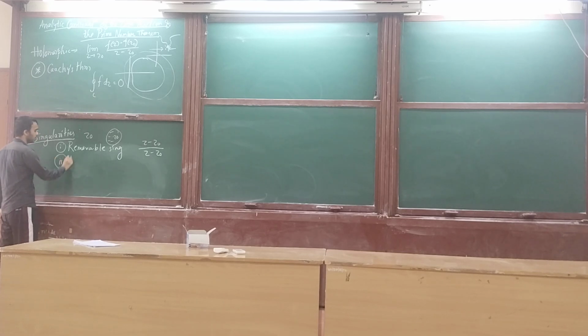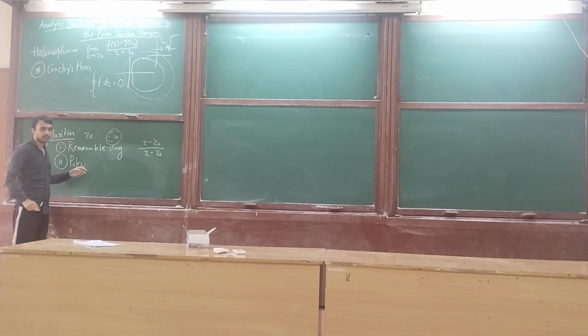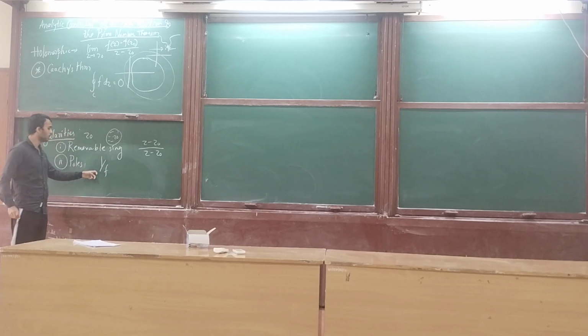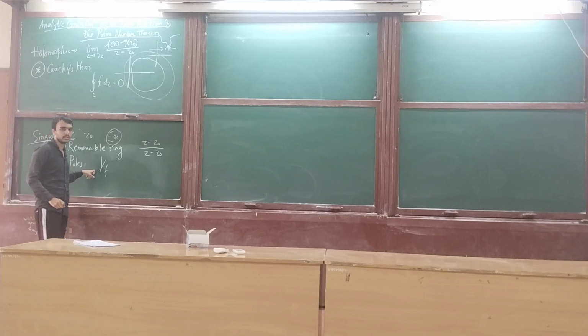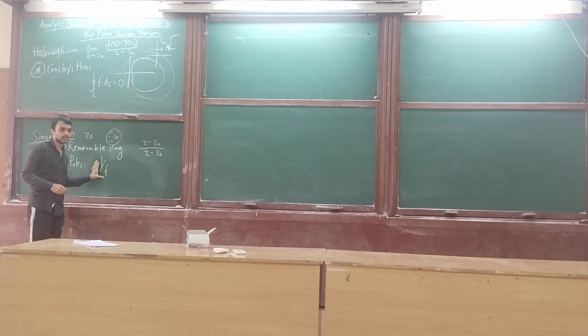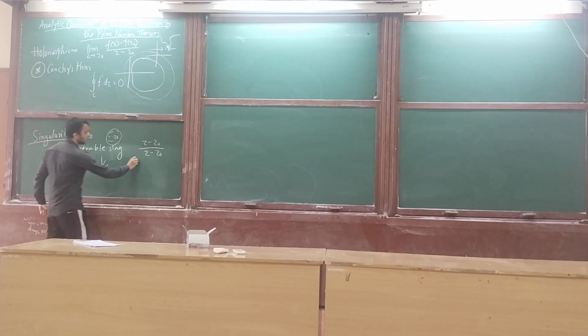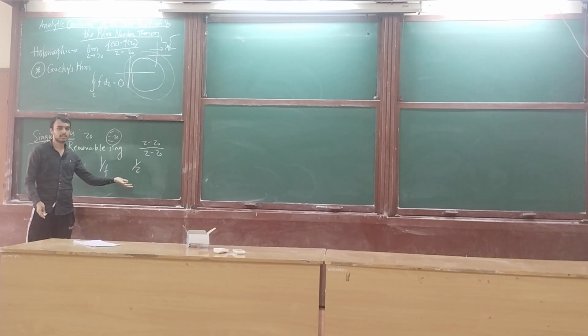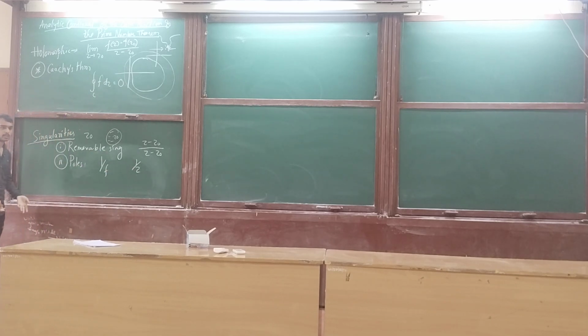The second type of singularity is poles. At poles, what happens is the function is not defined at that point, and 1 by f is also not defined at that point. But if you define 1 by f to be 0 at that point, 1 by f becomes holomorphic. So it is like a 0 of the function 1 by f. So poles are like something of this form. Say it has a pole at 0. You can define 1 by f to be 0 and it becomes holomorphic around that point.